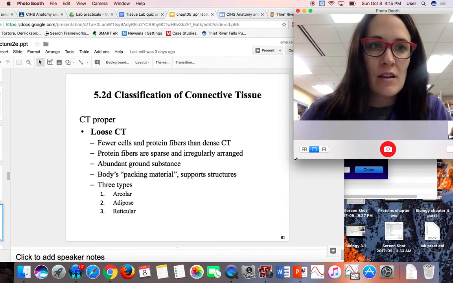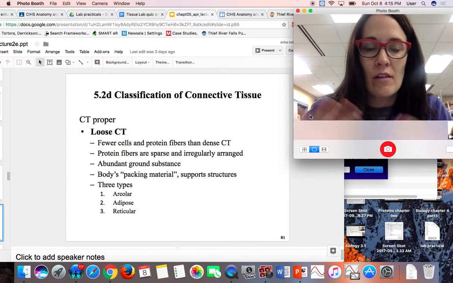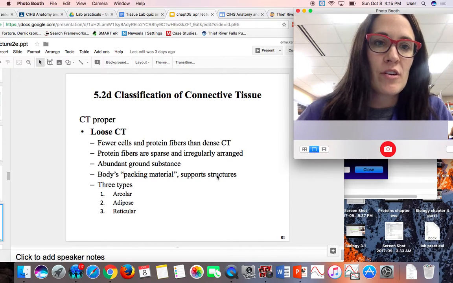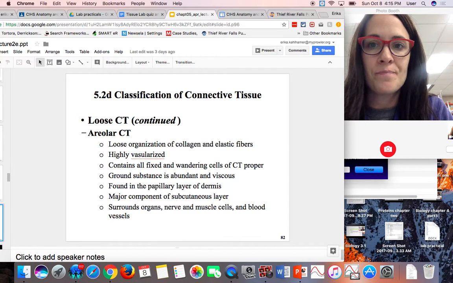than dense. Okay, so not as many fibers, not as many cells. They're abundant ground substance, so more of that extra stuff. And this is the body's packing material. Their support structures. We're going to have areolar, adipose, and reticular.